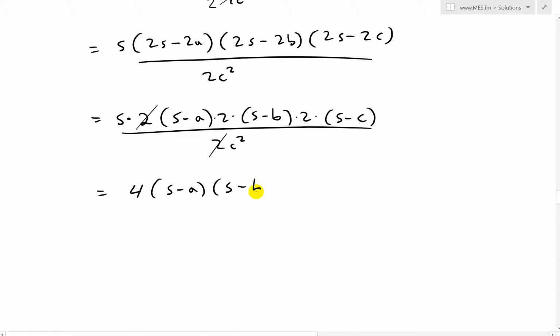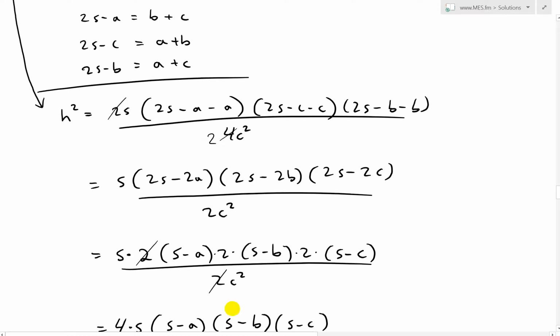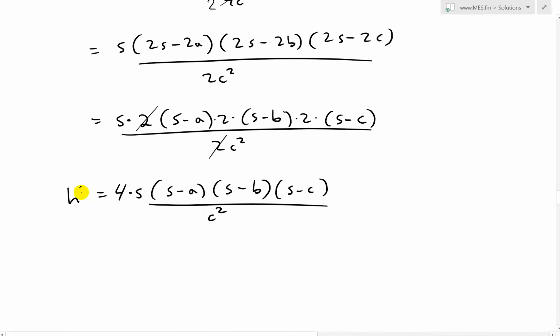Now we're going to have s minus b, and then here s minus c, all over c squared. And I also forgot the s there, so this is going to be 4 times s, like that. 4 times s minus a, s minus b, s minus c, all over c squared. And remember, this one is just our h squared. So that is our h squared, like that.